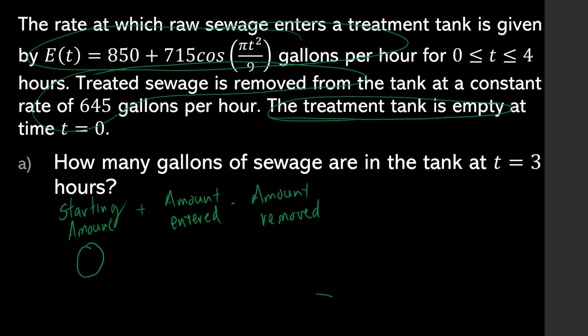So 0 to begin with plus the amount entered. We're going to have to integrate, and that's starting at 0 up to 3 of E of t dt minus another integral from 0 to 3 of 645 dt.